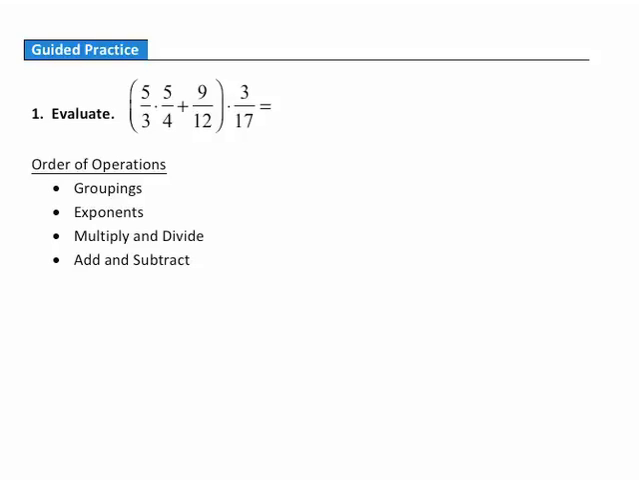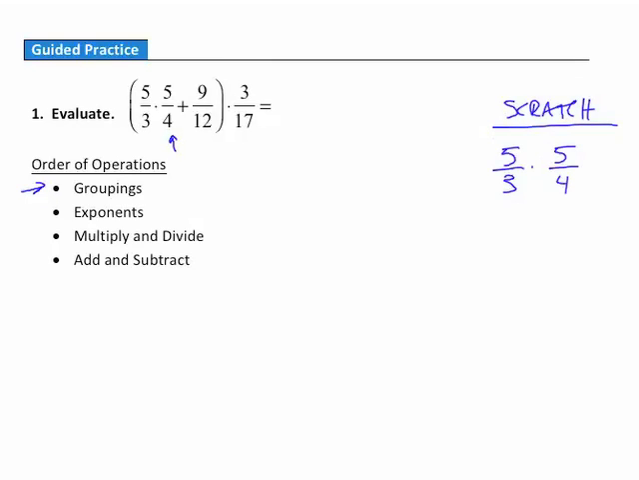Question 1. We're asked to evaluate this expression that has fractions in it, so we're going to need to follow the order of operations. So we're starting with groupings. Let's take a look. Well, parentheses are groupings. So I have a set of parentheses here, and I'm going to look inside that set of parentheses and follow the order of operations, which means I'm going to start with multiplication before addition. So the first thing I need to do is multiply those two fractions together.